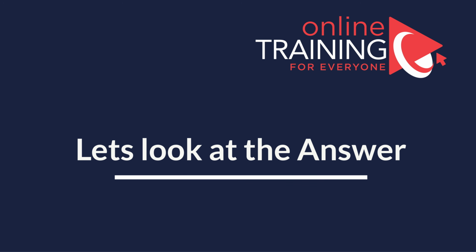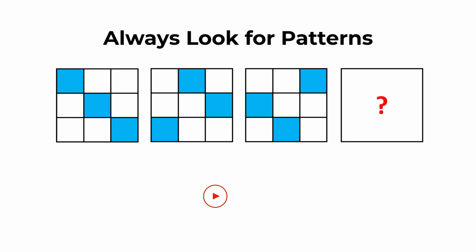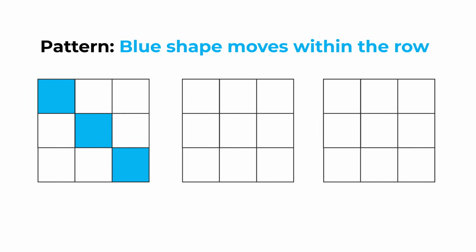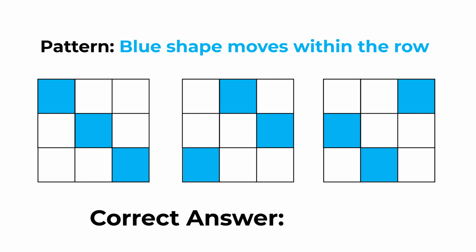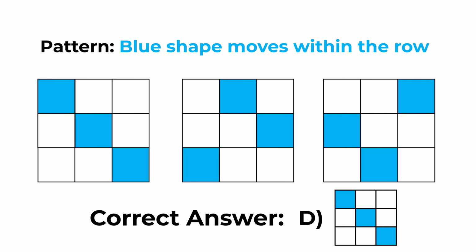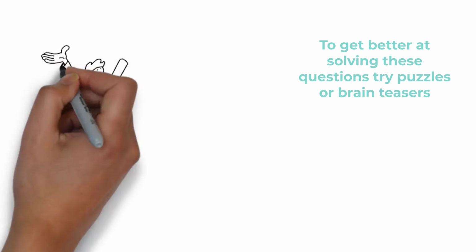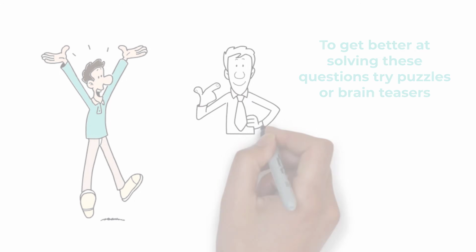As always, my advice to you, look for patterns. And determining the pattern is key to solving this particular problem. What you need to know to answer this particular question is that blue shape moves within the row of the larger shape. In each row, blue shape moves from left to right, one step at a time. And once blue shape reaches the end of the row on the right, it reappears on the left. So the correct answer here is choice D. Hopefully you've nailed this question and now know how to answer similar problems on the test.